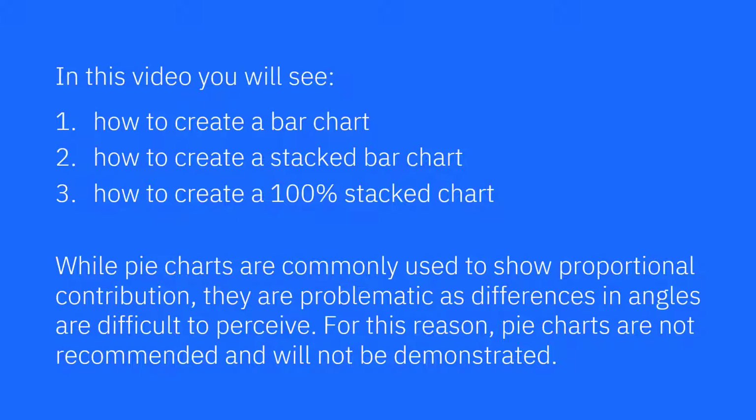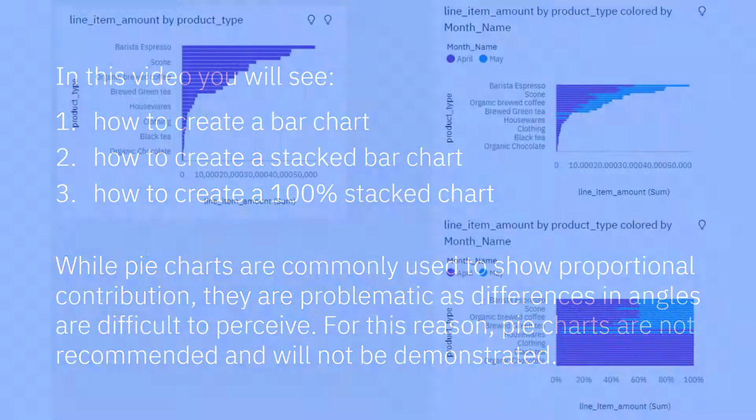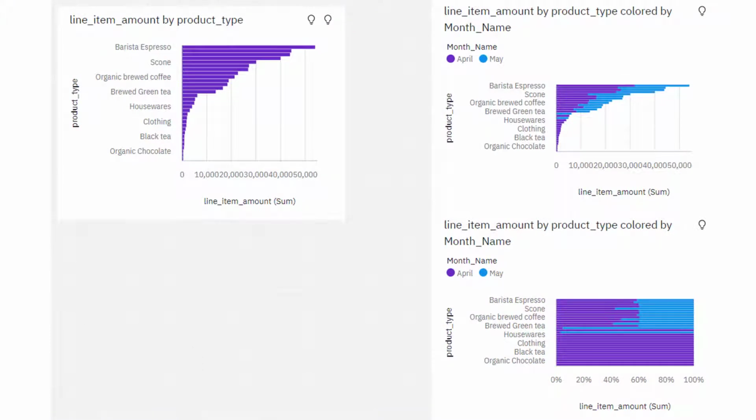While pie charts are commonly used to show proportional contribution, they are problematic as differences in angles are difficult to perceive. For this reason, pie charts are not recommended and will not be demonstrated. These are the visualizations that will be created in a dashboard during this video.